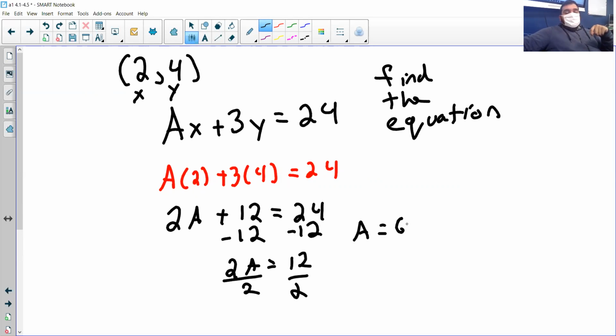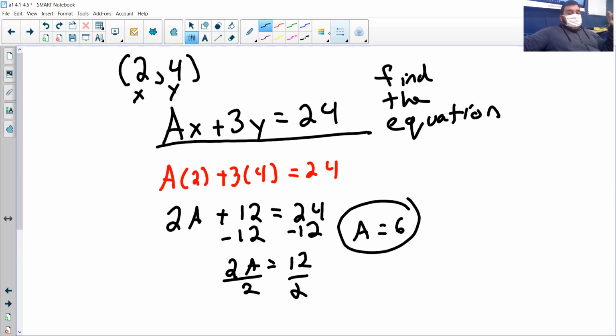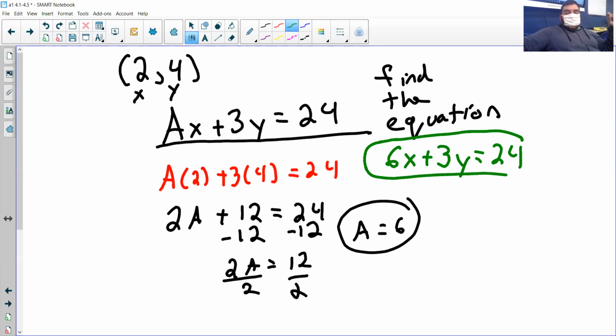A equals 6. Hey, finding a equals 6 is good, but it asks to make the equation. So we're going to have to take that 6 and plug it into the generic equation up here. So your final answer is 6x plus 3y equals 24. That's your final answer, okay? Just be prepared. There'll be questions like this that could be on your test, so make sure you know how to do it.